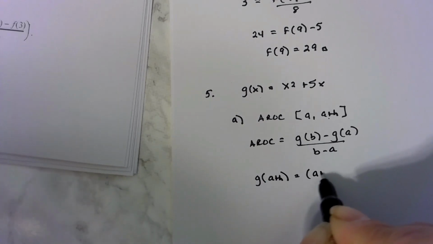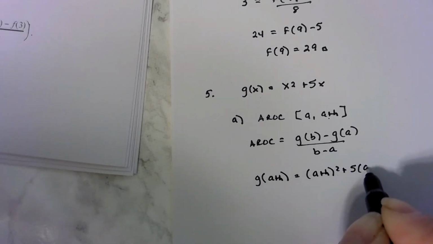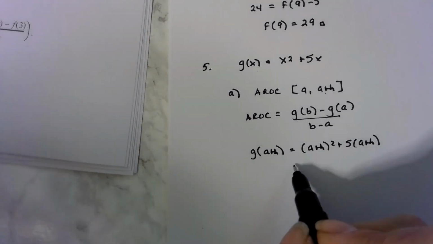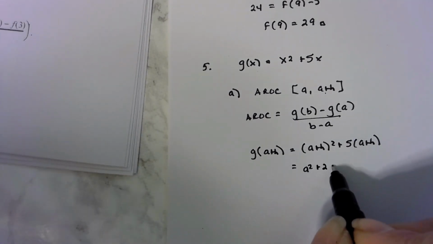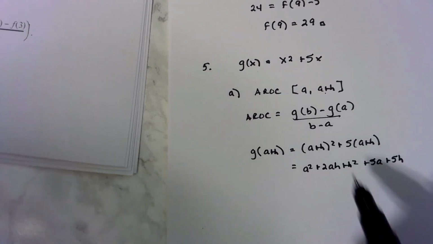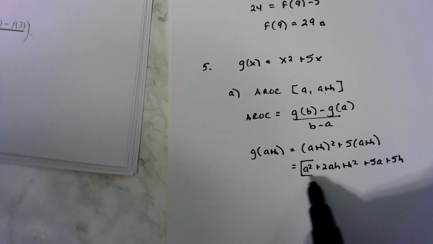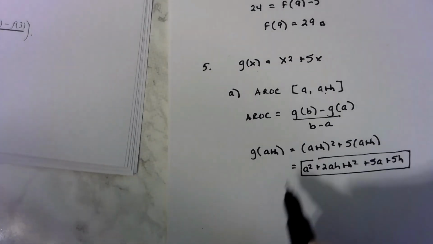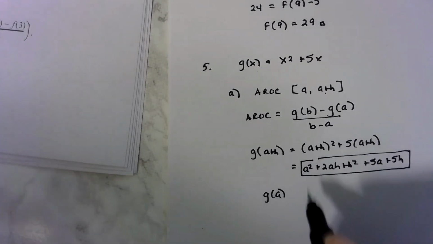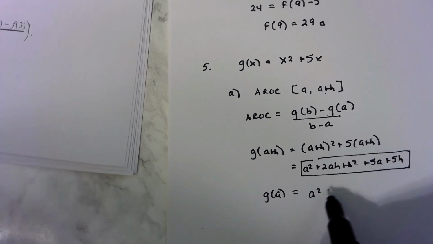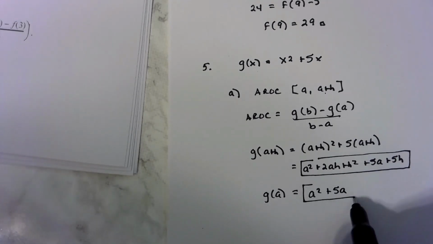That's equal to a plus h squared plus 5 times a plus h. There are no numbers in here, and it's okay. I'm going to get an expression. So expanding this, I'm going to have a squared plus 2ah plus h squared plus 5a plus 5h. And it doesn't look like I can combine anything. So that's my g of a plus h, or my g of b. G of a means I plug an a in for x in the function g of x. So I'm going to have a squared plus 5a. That's my g of a.